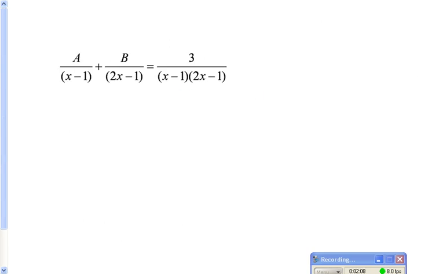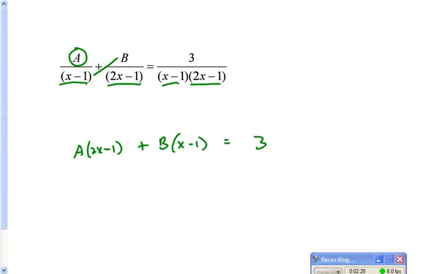Let's do another one. I'm going to divide this into two fractions whose denominators are x minus 1 and 2x plus 1. And when I find a common denominator over here, I'm going to have a times 2x minus 1 plus b times x minus 1, and it's going to equal 3. Remember, I multiplied everything by this, and over here the x minus 1 canceled out, so I had a times that. Over here the 2x minus 1 canceled out, so I had b times that. And over here they all canceled out, so it equaled 3.